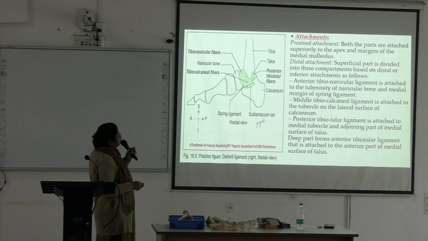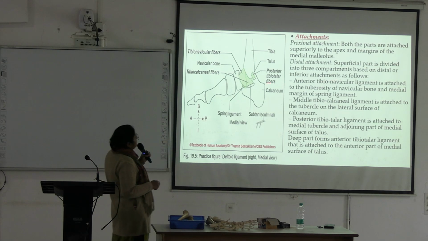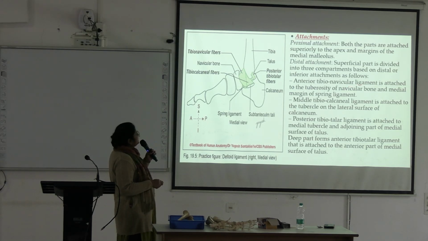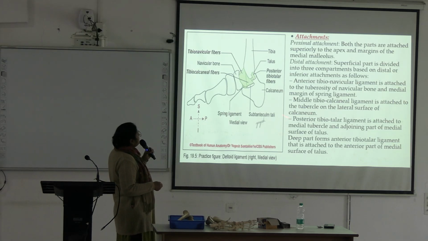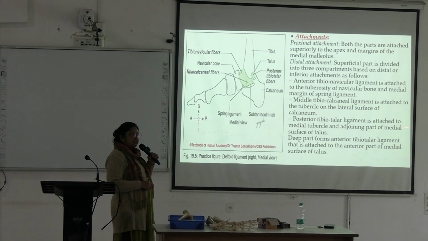And for the distal attachment, the superficial part is divided into three compartments based on the distal or inferior attachment. First is the anterior tibionavicular part. This is attached to the tuberosity of the navicular bone and the medial margin of the spring ligament. Here is the spring ligament. Next is the middle tibiocalcaneal ligament. This one is the tibiocalcaneal ligament. It is attached to the tubercle on the lateral surface of the calcaneum.